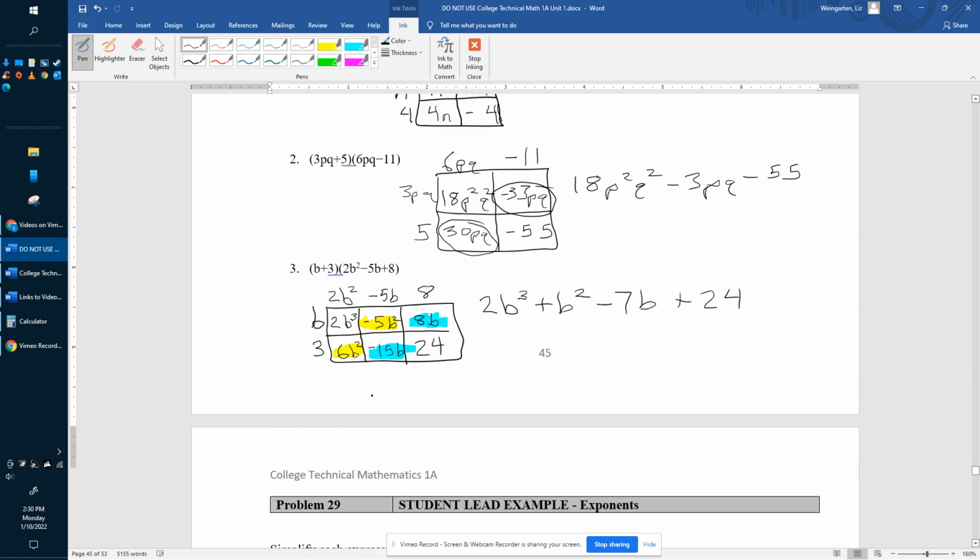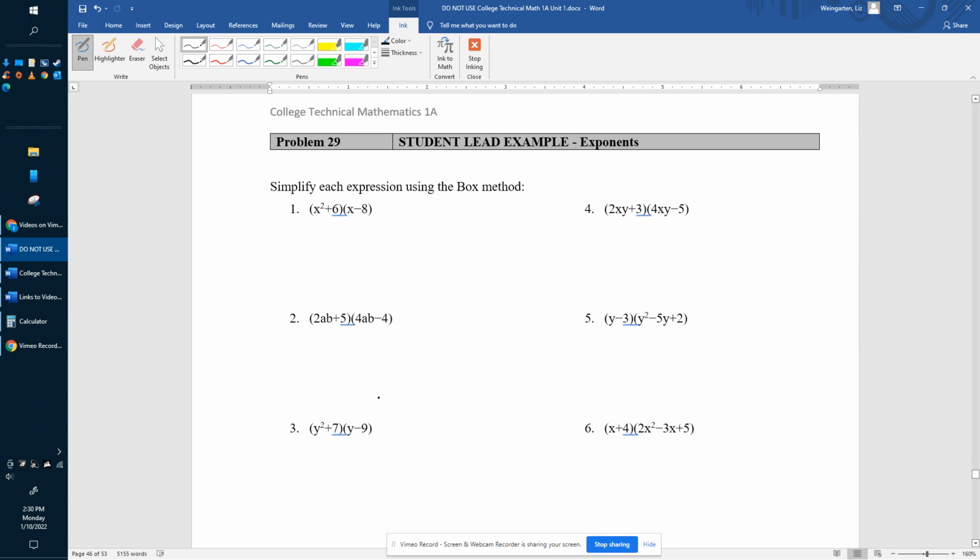So I highly encourage you, do problem 29 and use the box method. Even if you feel fairly confident using the FOIL method, just give it a shot, especially with problems 5 and 6, because I think it'll really make things a lot easier for you.